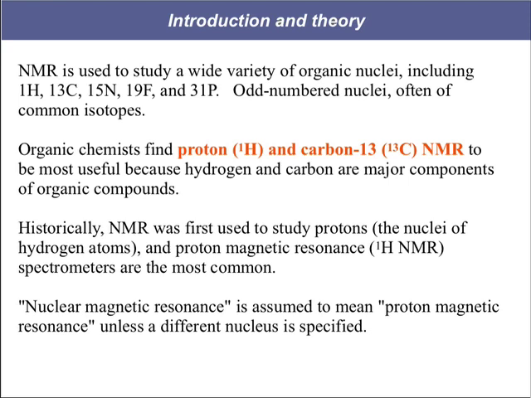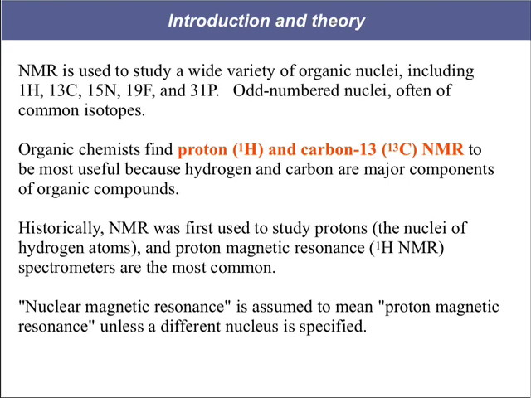Organic chemists, for the most part, find proton NMR, H NMR, and carbon 13 NMR to be the most useful because hydrogen and carbon are major components of organic compounds. For example, if we are trying to study a molecule that doesn't have any phosphorus on it, then looking for phosphorus 31 is not going to be very useful. It's not going to tell us any information if there's no phosphorus on our molecule. But if we can look at hydrogen or look at carbon, it's going to give us a ton of information about our organic structures because hydrogen and carbon are all over the place in our organic structures.